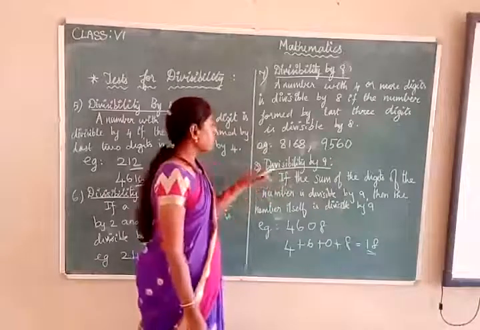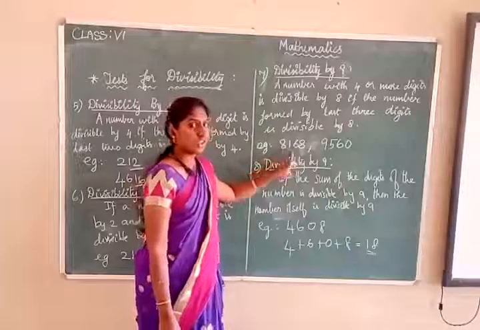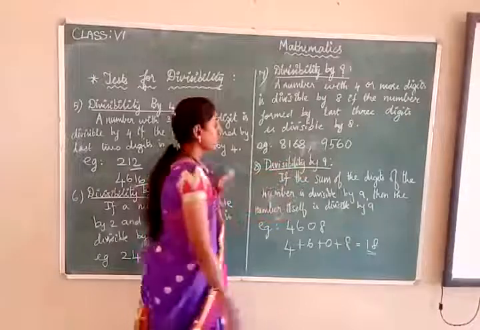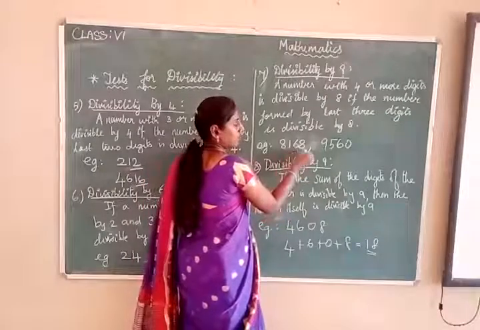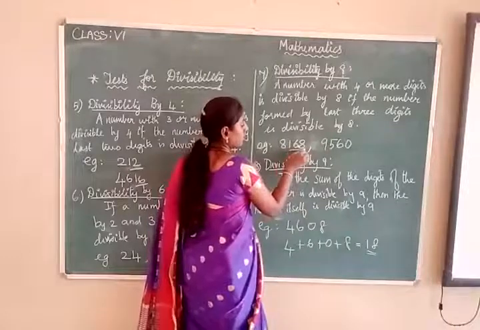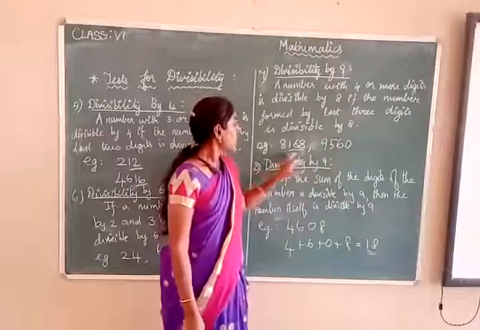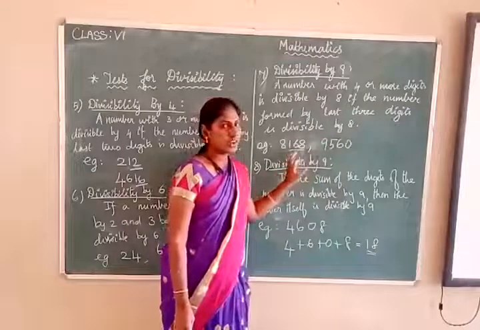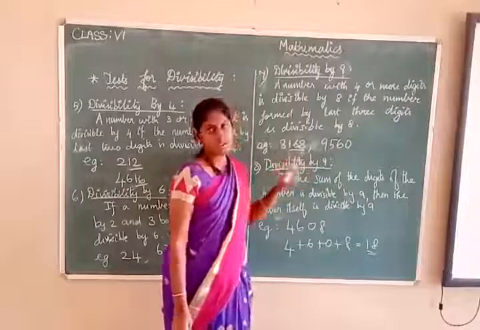So for this one, 8168 is given. Now we know that 16 comes in the 8 table and also 8 comes in the 8 table. So if we calculate all the 3 digits together, 168 is divisible by 8. So 8168 is divisible by 8.